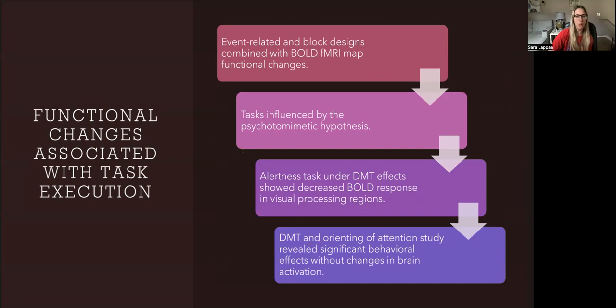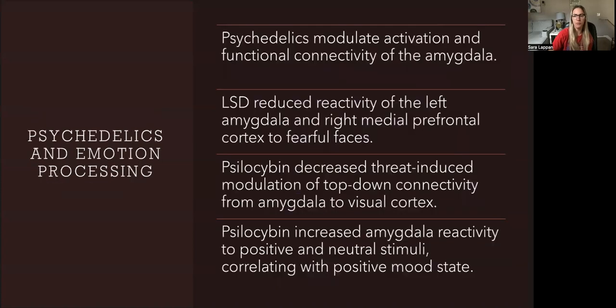Okay, so just some other functional changes here associated with task execution. Just giving you some points from the reading here. Psychedelics and emotional processing. Psychedelics modulate activation and functional connectivity of the amygdala. This is kind of our risk assessor. So you can again see some of the benefit here, specifically in PTSD work.